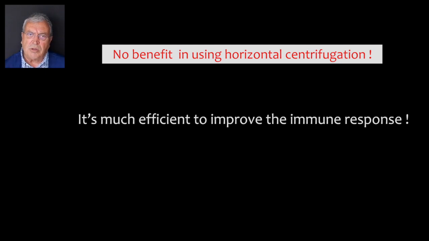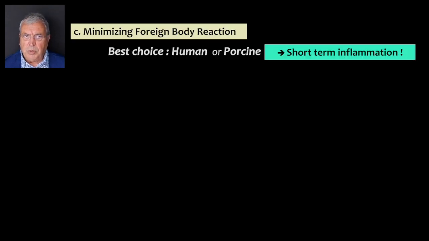Today, there is no benefit in horizontal centrifugation, but I want to tell you, it's better to move to osteoimmunology. This is the way to improve the outcomes. This is the way to avoid failures and complications. We should minimize the foreign body reaction. Today, the best choice is to use human or porcine. That's it. Because we want a short-term inflammation.